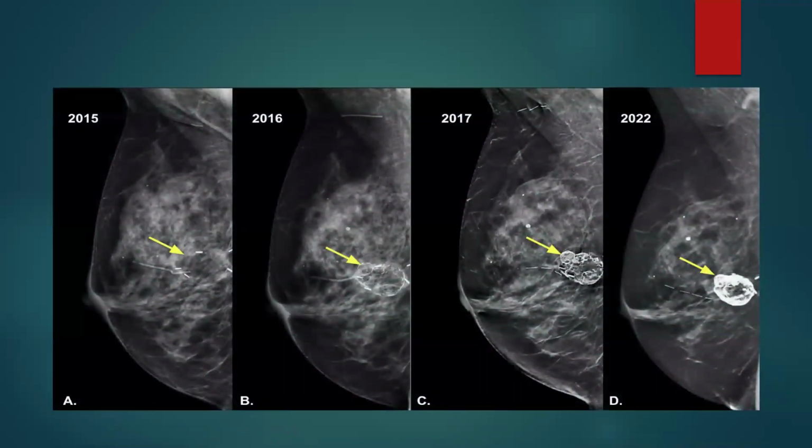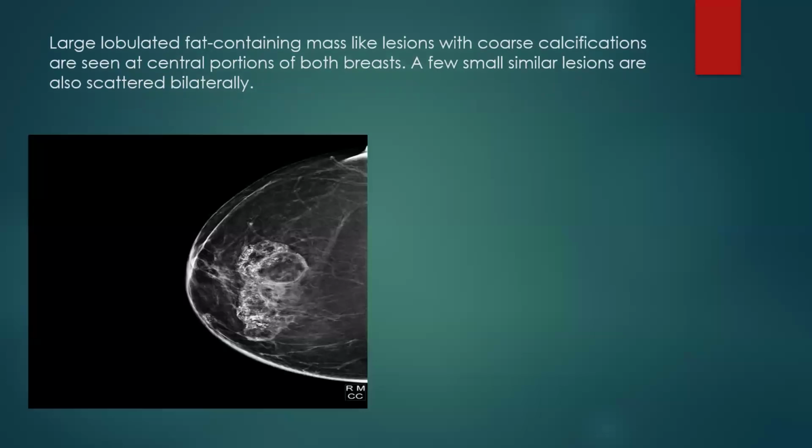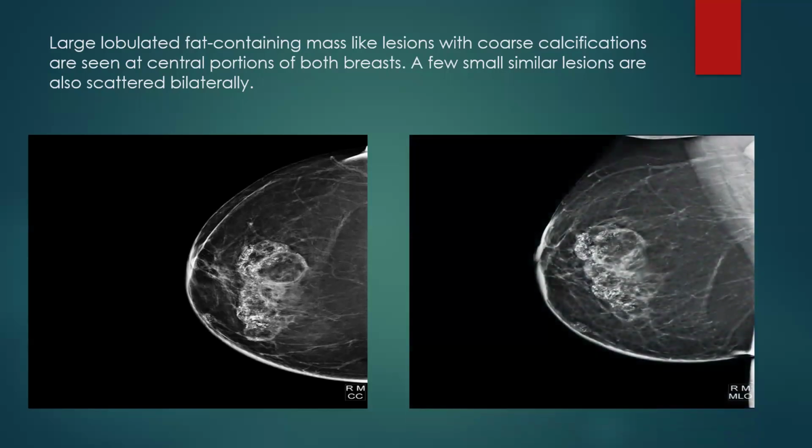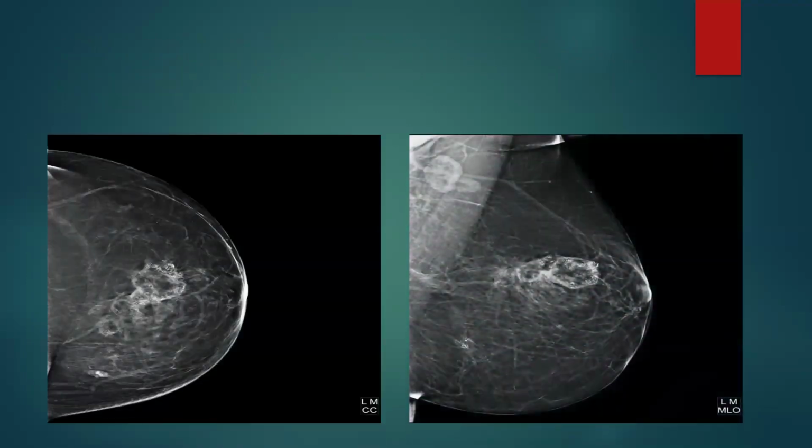This is a serial mammography of a patient over the years, showing the formation of the calcification within the area of fat necrosis. This is another mammogram, showing a large lobulated fat-containing mass-like lesion with coarse calcification seen at the central portion of both breasts, right and left. This is the right breast. And a few smaller similar lesions are also scattered bilaterally. And this is the left breast.